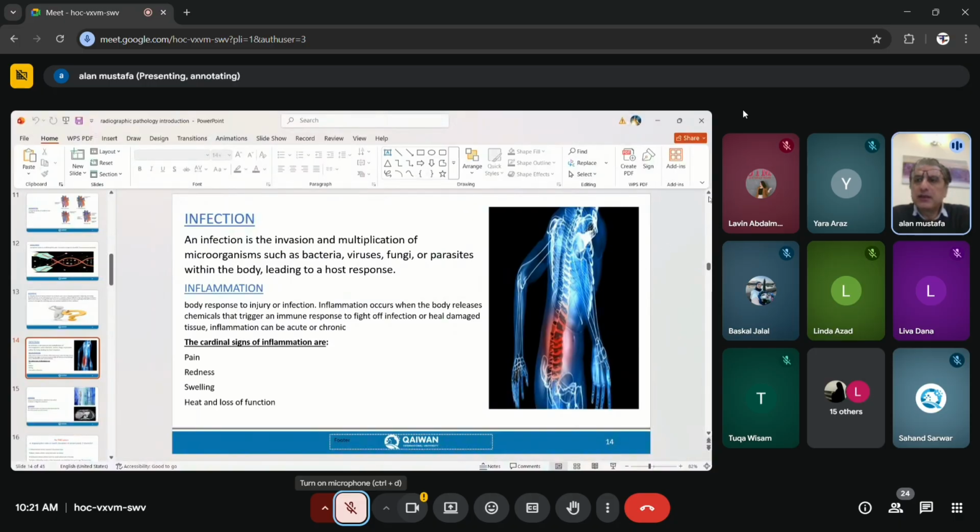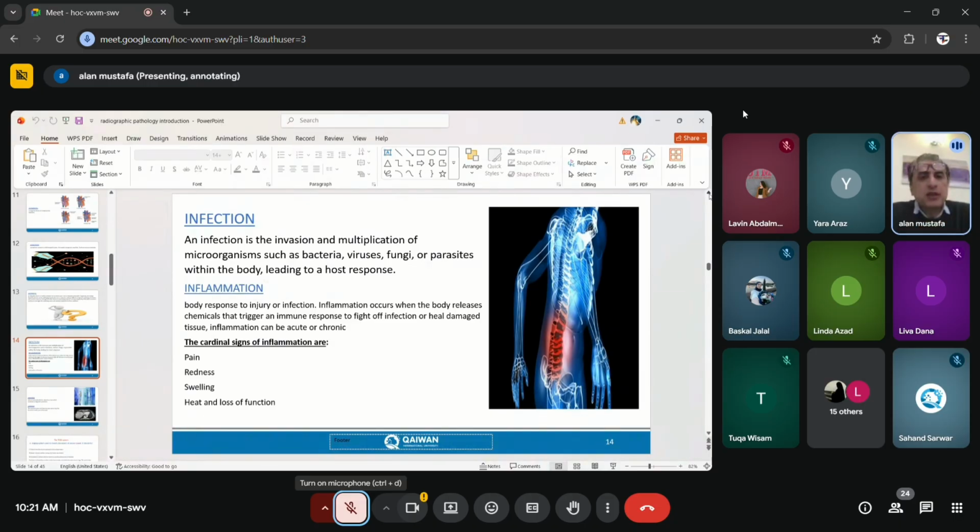These are all medical terms that you have to be familiar with. Now, there are these two terms that are always mixed. This is infection and inflammation. But it's very important you know the difference between infection and inflammation.